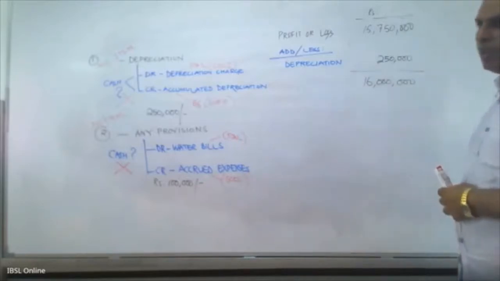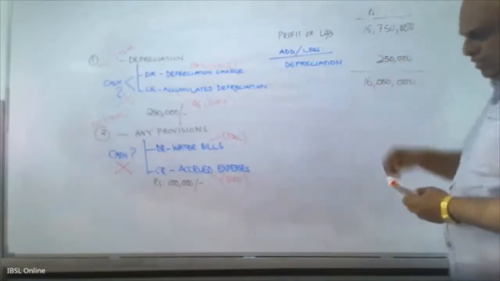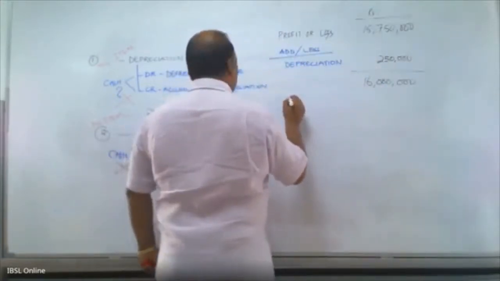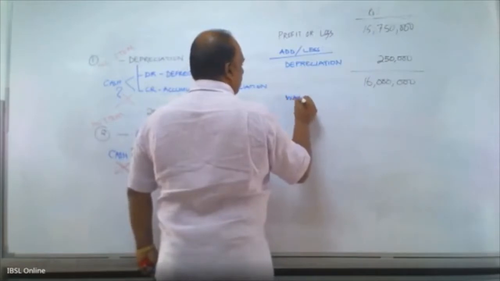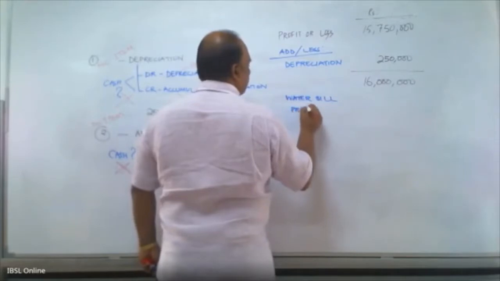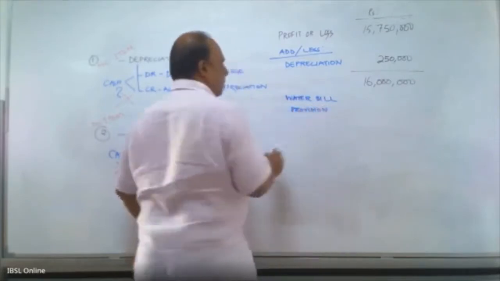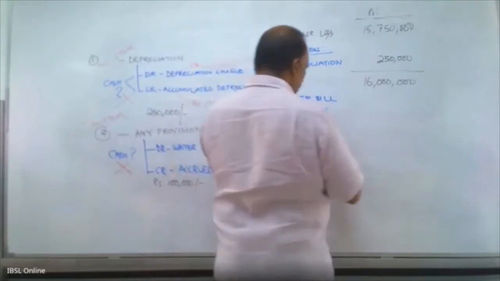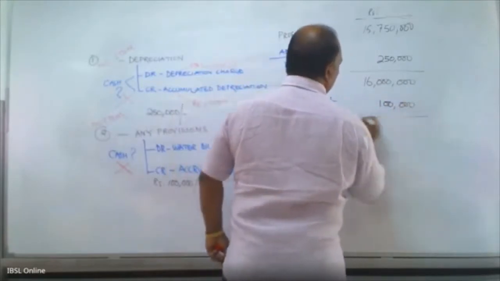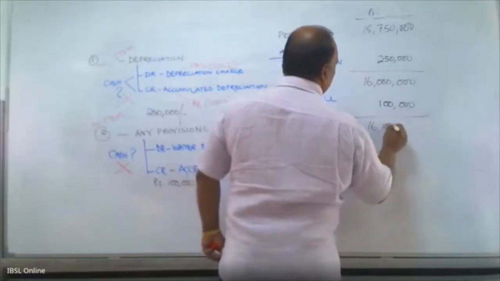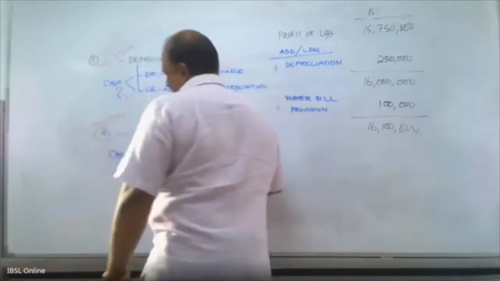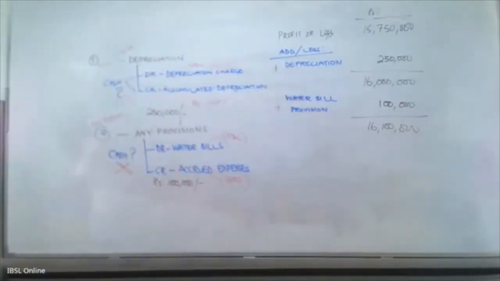So what should I do? I need to adjust it in my cash flow statement. So, provision. What do I do? I will add this. Okay. Is that clear?